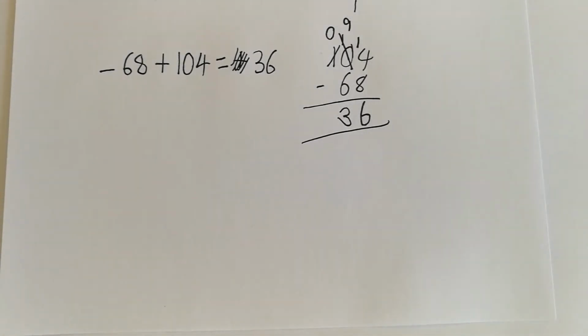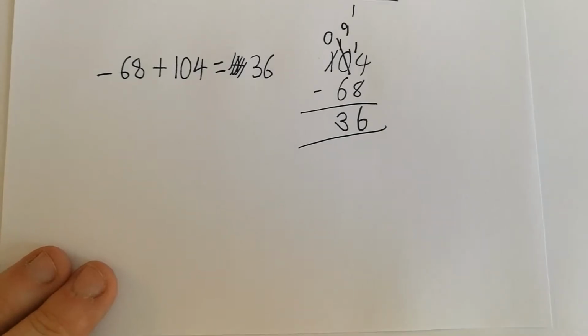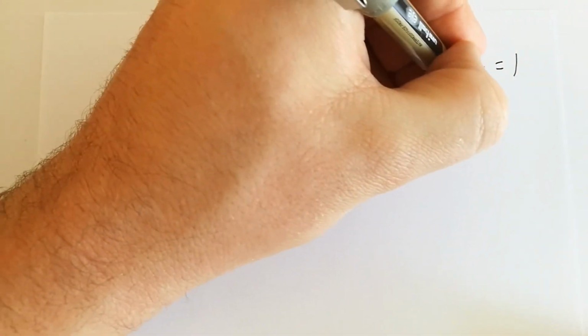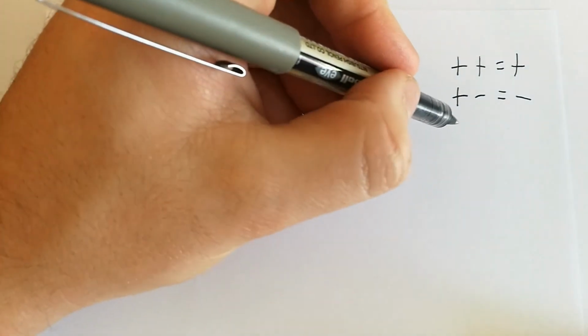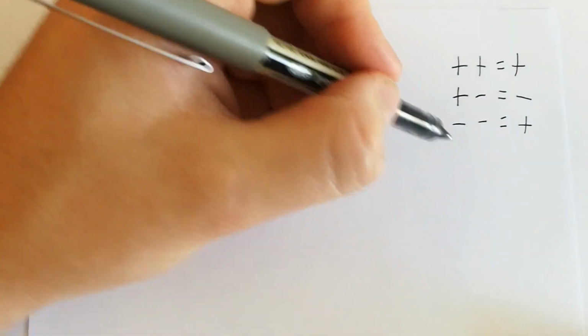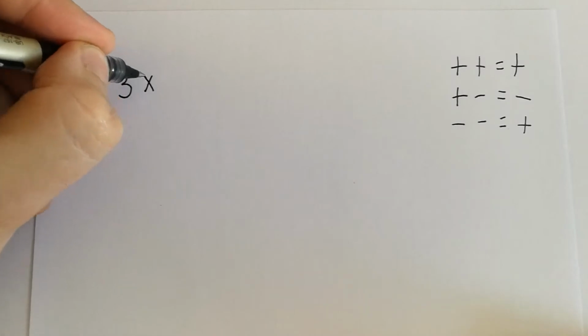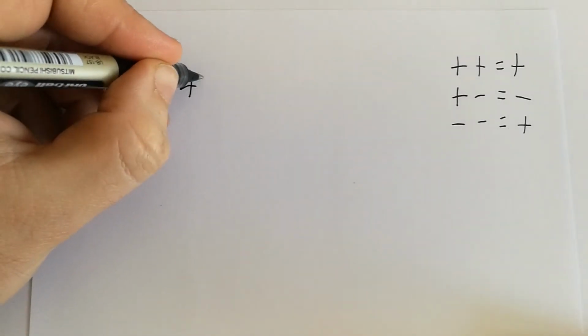So let's look at multiplication. And I'm just going to quickly change the page over. So let's look at multiplication. And with our last one, we had two pluses makes a plus, a plus and a minus is a minus, and then we have a minus minus is a plus. So for example, we could have 3 times minus 4.